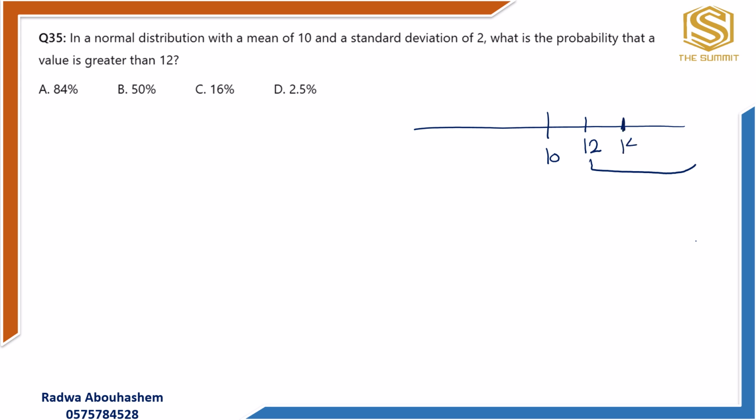So this would be 14. And here, this is 34%. This is 13.5. And this is 2%. And this is 0.5. So I have to add all of this. So 16%.